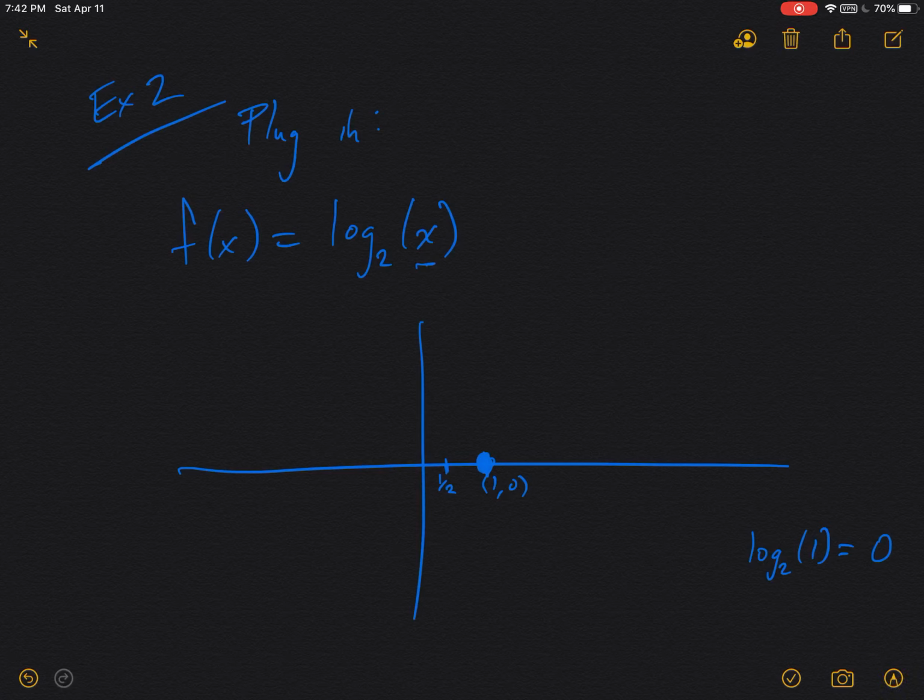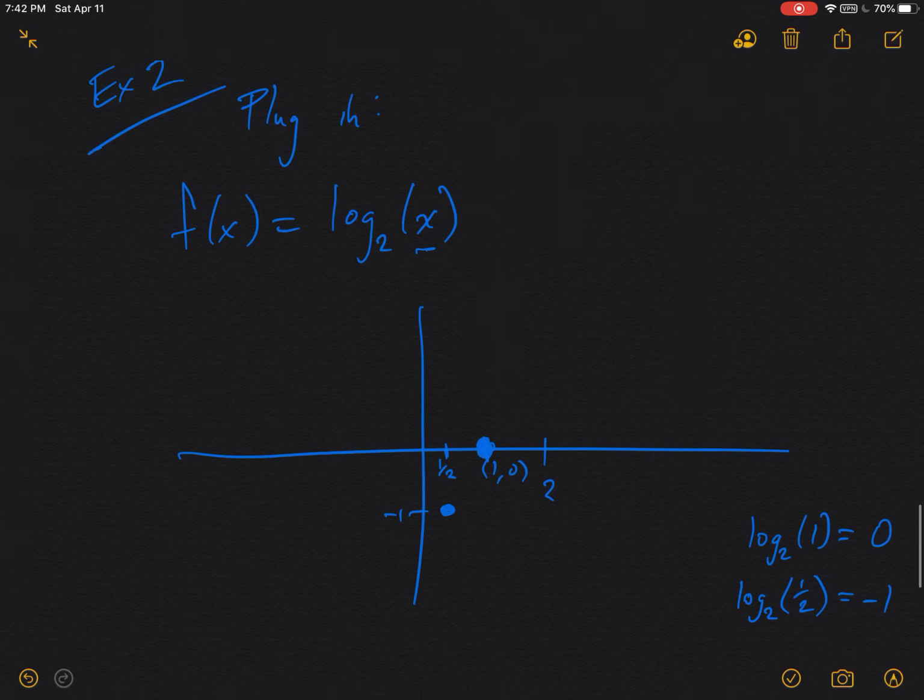Similarly, maybe I could plug in an x value of 1/2. If I plug in 1/2 as my x value, then my output would be log base 2 of 1/2. That's saying what exponent would I put on a 2 to get a 1/2? I would put a -1 exponent on a 2 to get a 1/2. So that would live down here at -1 as its output value.